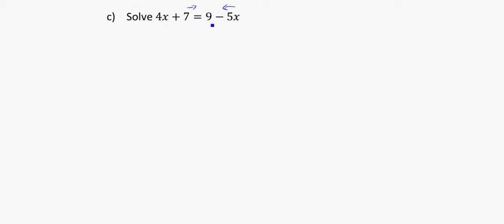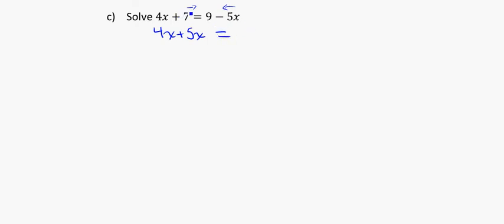Currently this is 9 minus 5x, so I'm going to imagine for myself what is the opposite of minus, or what is the opposite of a takeaway, and that is in fact an add. So I'm going to add 5x to the other side of the equation. By doing this, really I'm adding 5x to both sides, which enables that negative 5x to cancel.